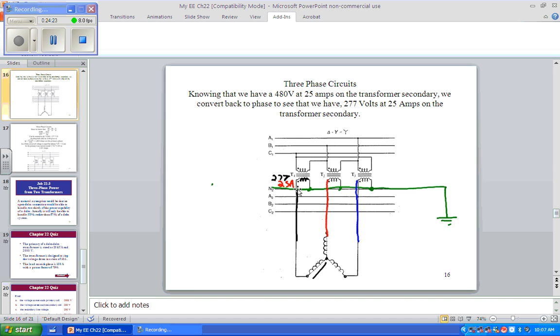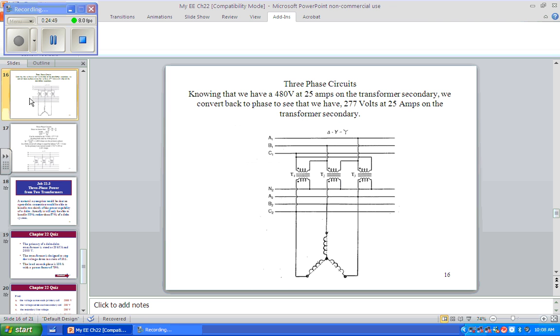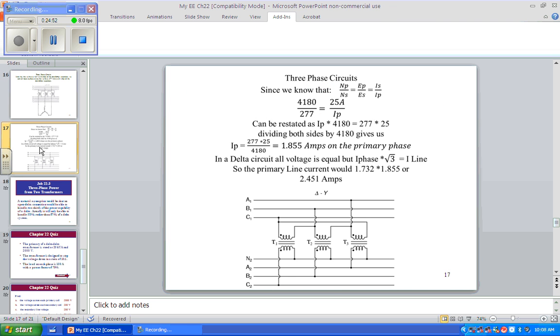So if we have 277 at 25 amps, our primary voltage is what? Our primary is a delta. So if we have 4180, do we have 4180? We have 4180 on our primary winding. Let's go back and look at this. By going to the next slide, I lost my little red and blue stuff. Okay, so I have 4180 on the primary winding up here, and I have 277 down here.